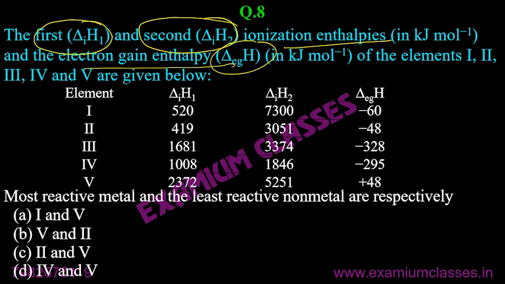Ionization enthalpies and the electron gain enthalpy are given for few elements. You don't know what these elements are, element 1, 2, 3, 4, 5. So to remove the first electron from these elements, this much energy is required. Then to remove the next valence electron, this much energy is required. And this is the electron gain enthalpy. Means in their neutral form, if they gain one electron, this is just the change in energy. Means in these cases, energy is released, but in this case, you have to provide energy.